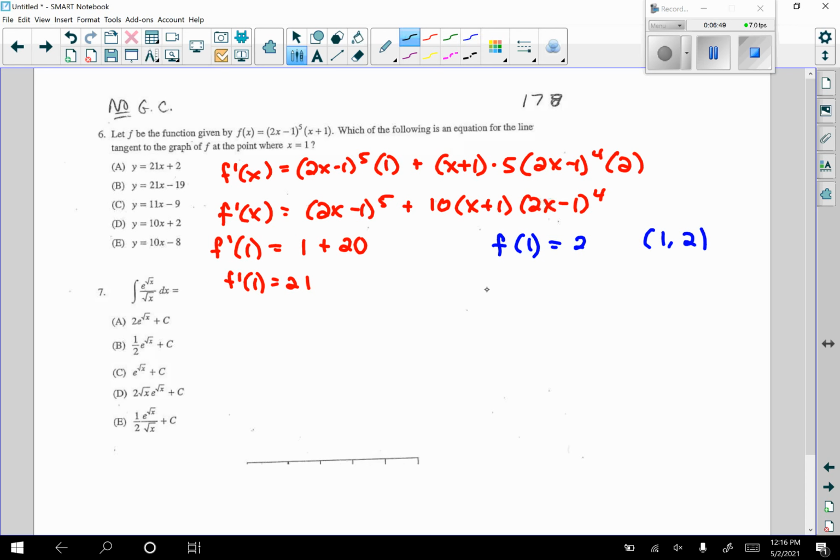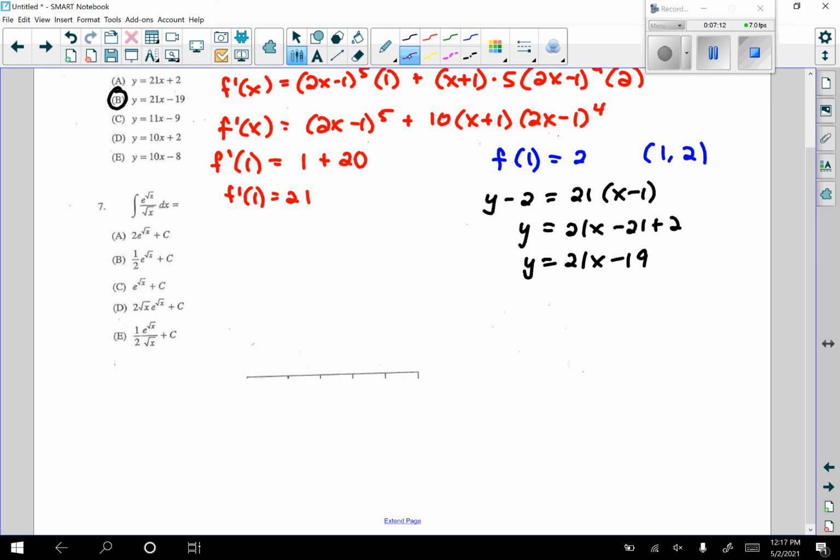So then our equation in point slope form will start with y minus 2 is going to equal 21 times the quantity x minus 1. Nothing's in that form, so we need to solve for y. 21x minus 21 plus 2 gives us y equals 21x minus 19. That was B.